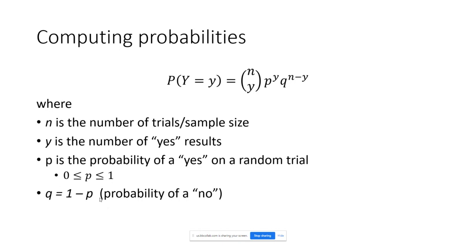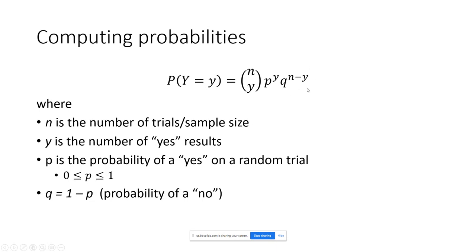So let's think about why this formula makes sense. We're doing n trials, say flipping n coins, and we want to know the probability that y of them are heads. So this p to the y is taking the probability of, say, heads on any one trial and multiplying it by itself y times. So that's giving us the probability that y of the trials are yeses, treating those as independent, right? Because if they're independent, then we can multiply their probabilities to get the probability of the intersection, that all y of them were yeses.